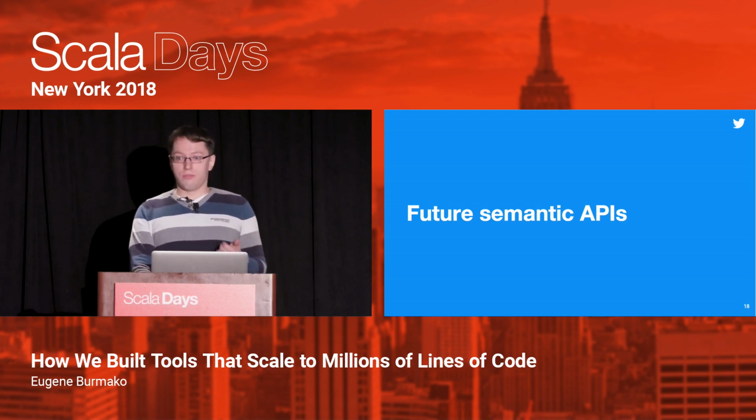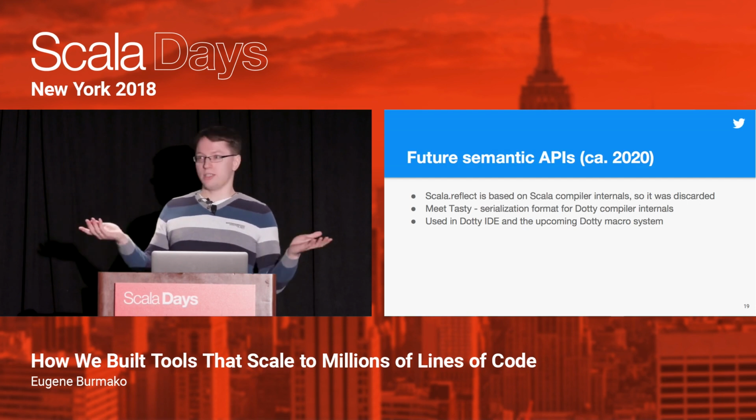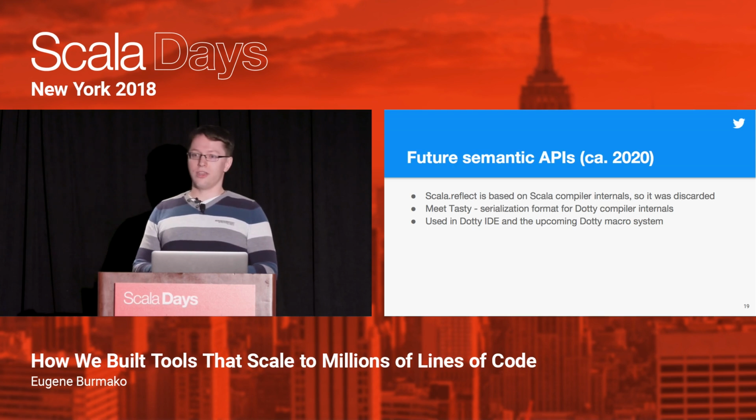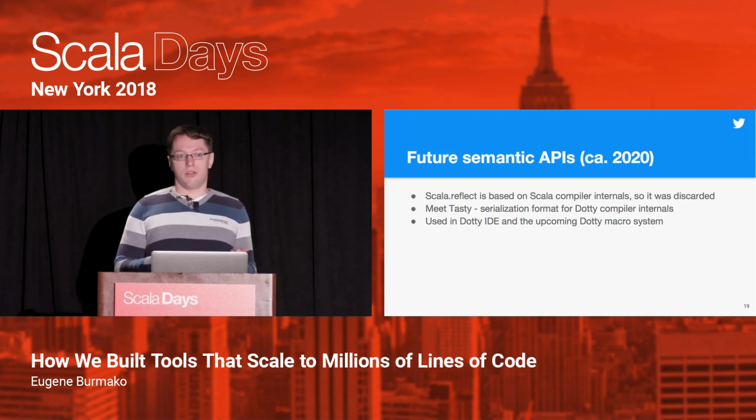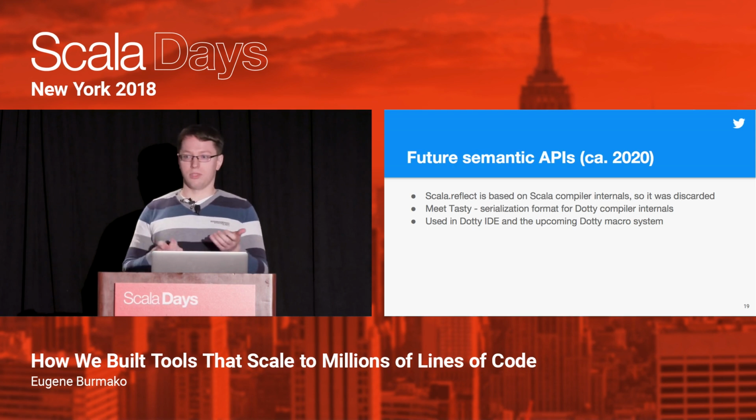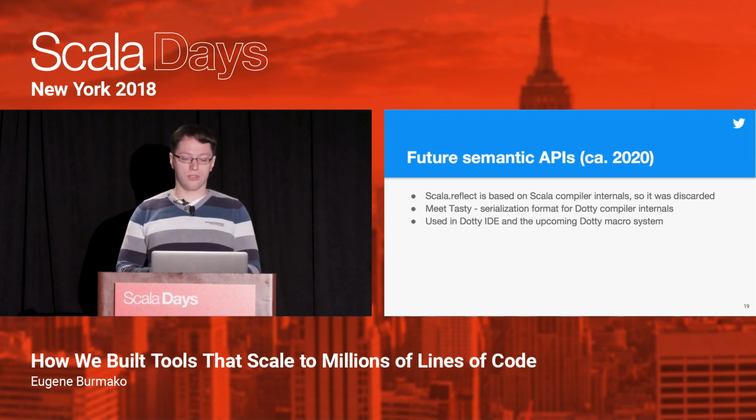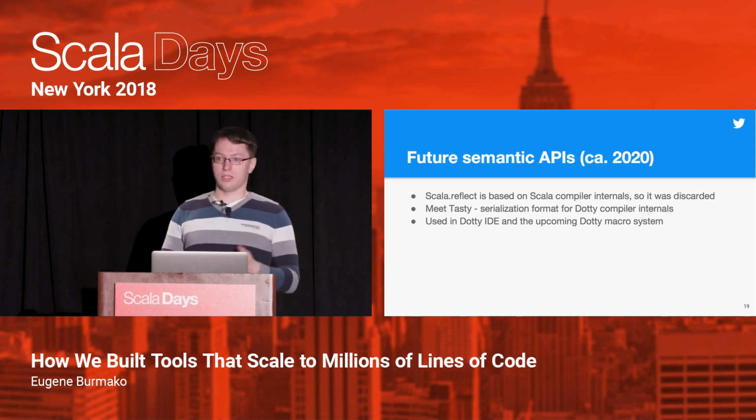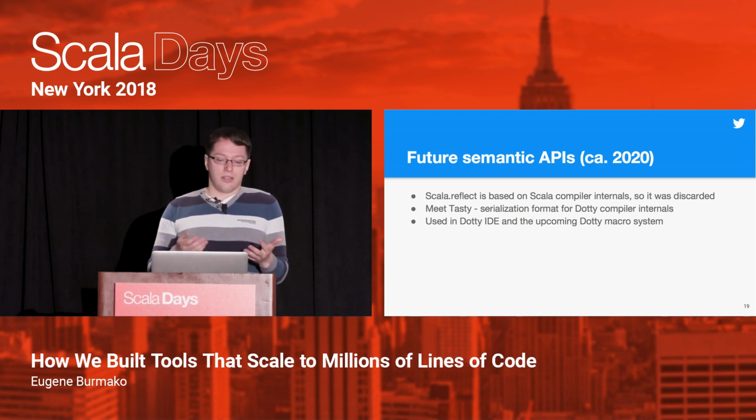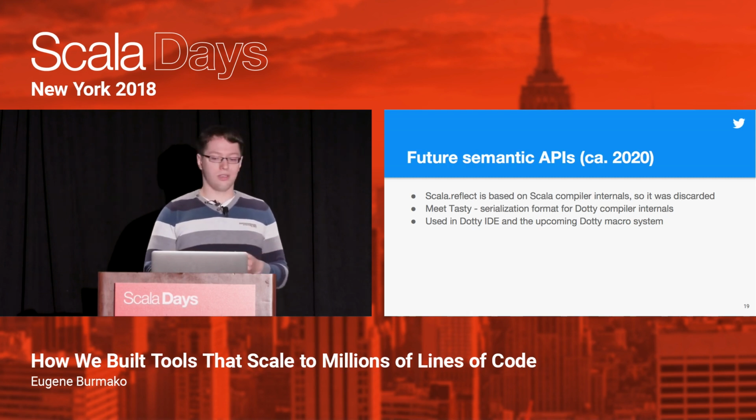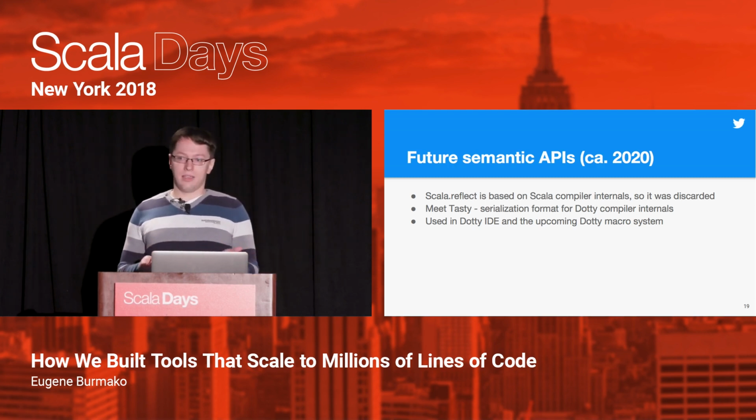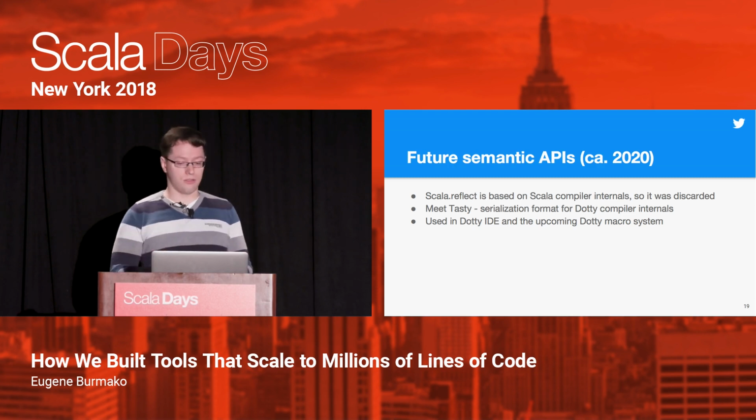So let's go through a brief overview. Since you guys are sitting here, you probably attended the keynote that Martin gave yesterday. And you know that Dotty is going to become the new Scala compiler, sometime in, well, about 2 years, if I recall the slides correctly. And there is a dedicated metaprogramming API in Dotty. Something's shaping up. And since Scala Reflect is based on Scala compiler internals, it was discarded because it's incompatible with Dotty compiler internals. So, long story short, meet TASTy, which is a serialization format for Dotty compiler internals.